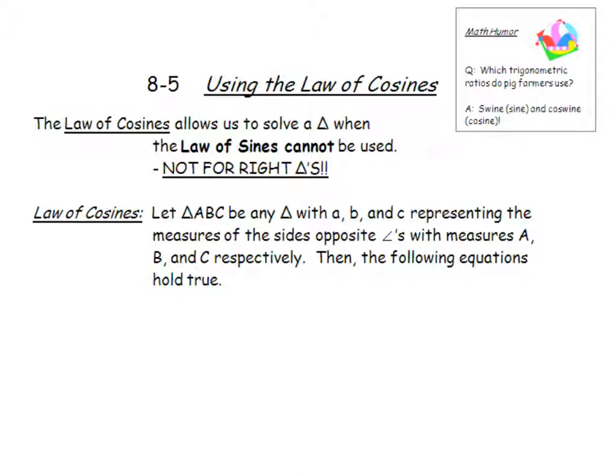And our math humor says, which trigonometric ratios do pig farmers use? Swine and co-swine.